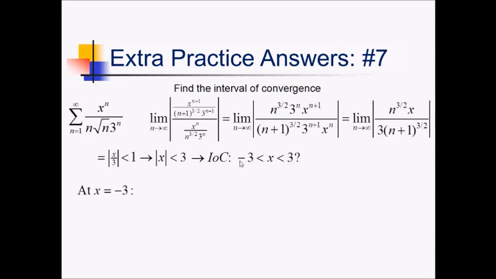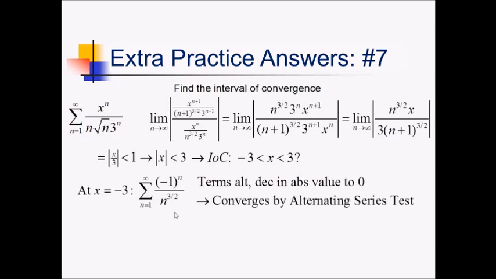So let's say that x is negative 3. What does that do to this series up here? Well, I have a negative 3 to the n over a 3 to the n. That leaves me with a negative 1 to the n over all this stuff, which I'll continue to write as n to the 3 halves. So this is a series that is alternating, and since my limit as n approaches infinity is 0, it's also decreasing in absolute value to 0. That being the case, I know that this converges by the alternating series test. All right, on to the next one now.